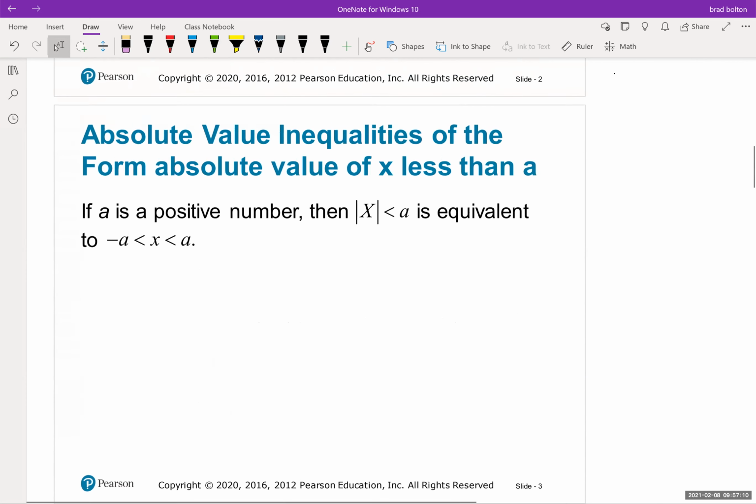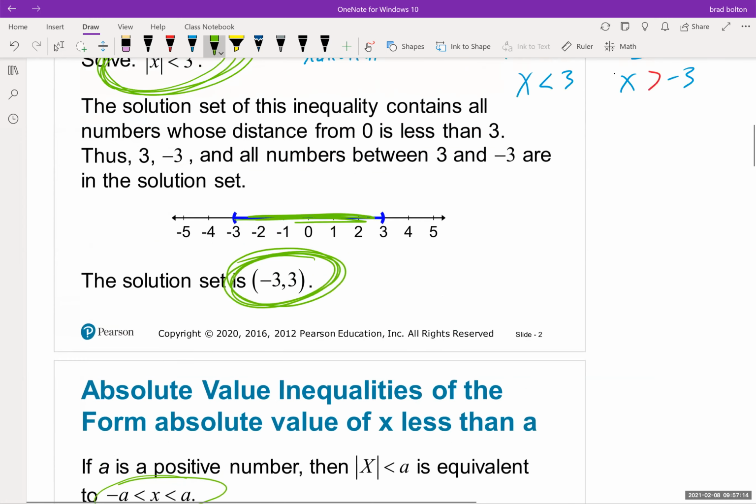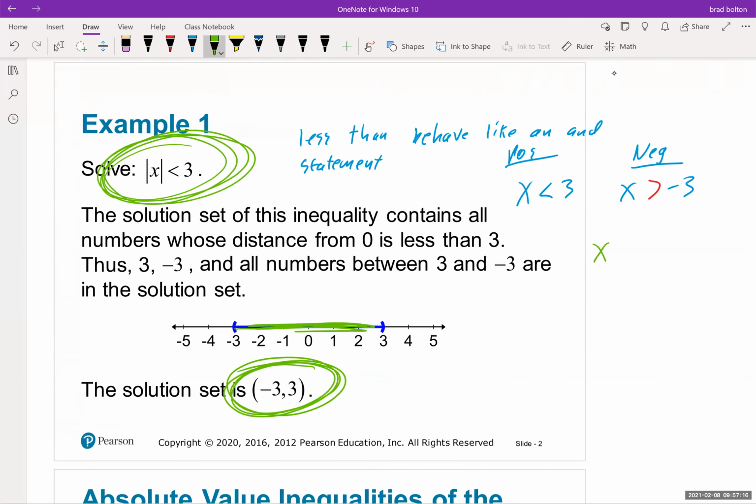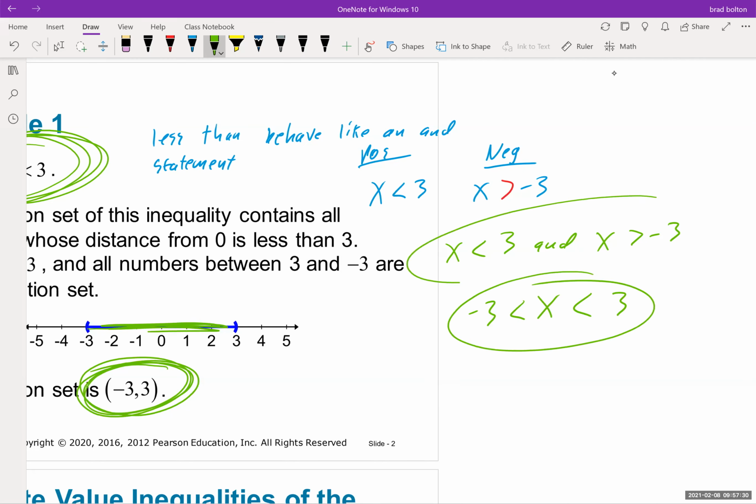Oh, and here's how we could write it. Remember, an and statement can also be written like this. So I could have taken this and said x less than 3 and x must also be greater than negative 3. Well, I could just put x in the middle, put negative 3 here and put 3 here, and that is equivalent to that. So now we're combining 2.5 and 2.7. Okay, so just be careful of that.